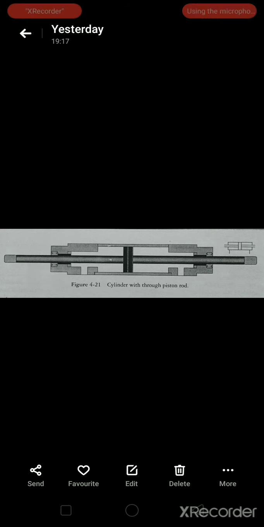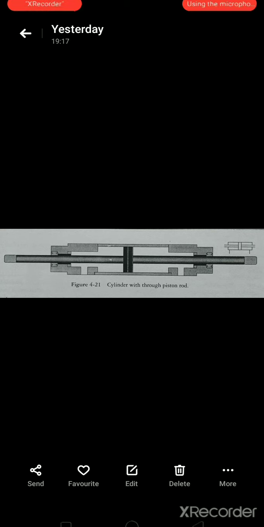It can be used when the same type of task is to be performed at either end on a staggered cycle, or where one end of the rod is to be used for transmitting force while the other end is to be used for tripping limit switches or some other mechanism. So this is all about a cylinder with a through piston rod.